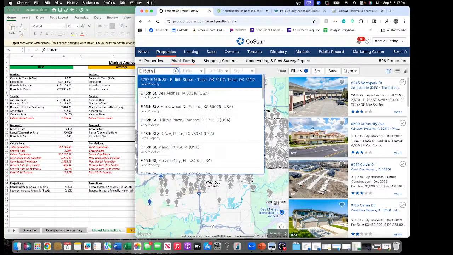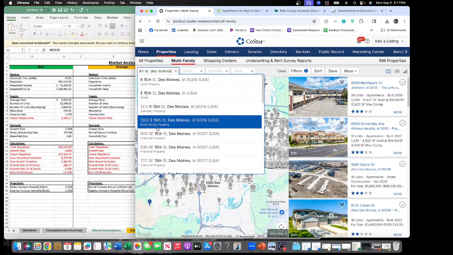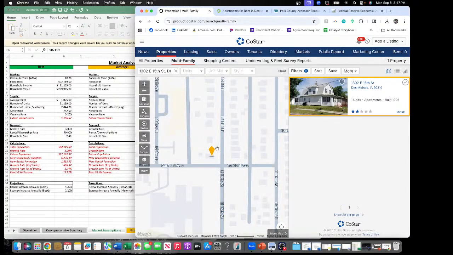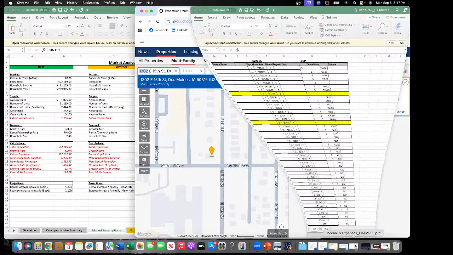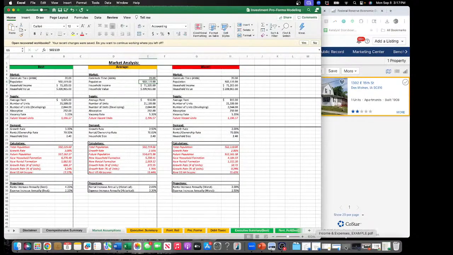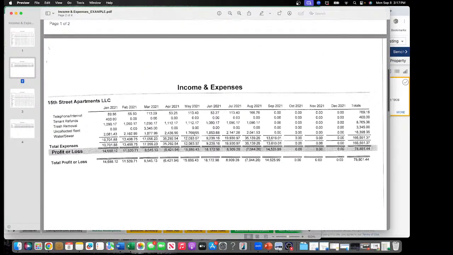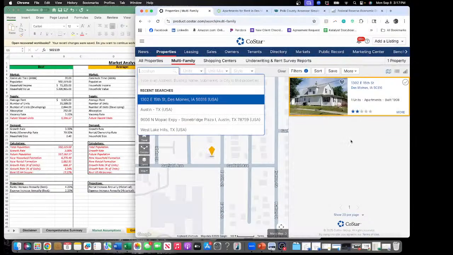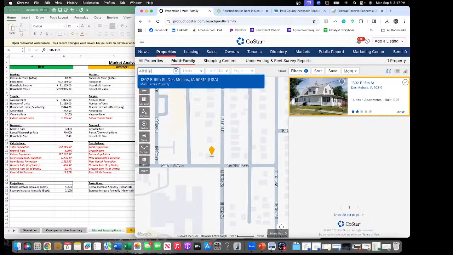15th Street, Des Moines, Iowa. And what was that property? Let's not do that one. Let's do, what's my property address here? This is my example I have pulled up for anybody who's looking and watching this. 15th Street Apartments is, I do not remember, I think it's 4911 off the top of my head. Yep.